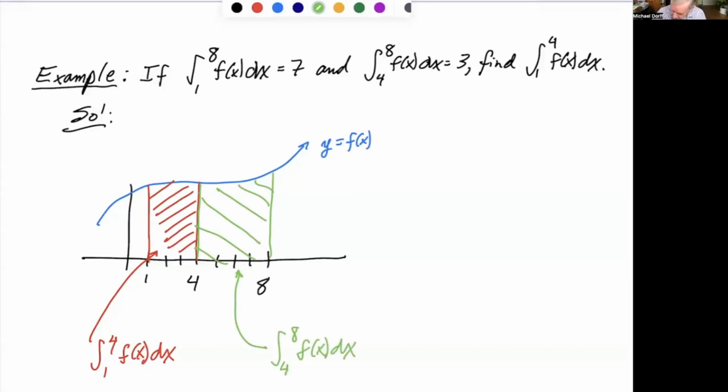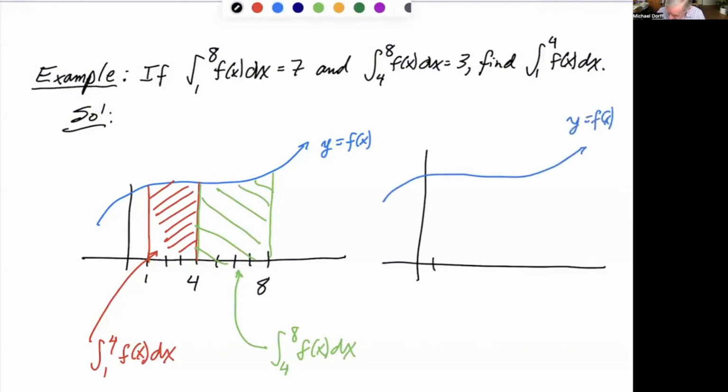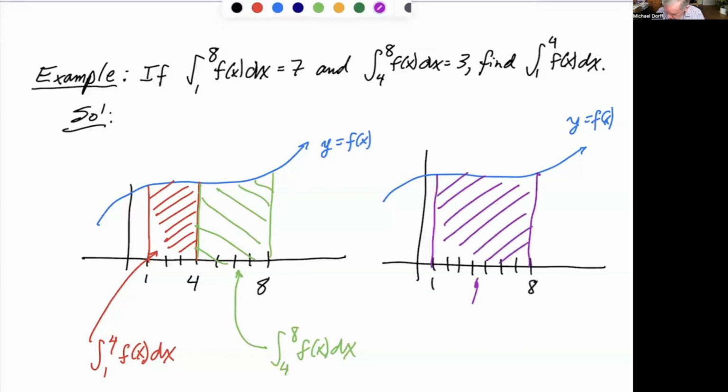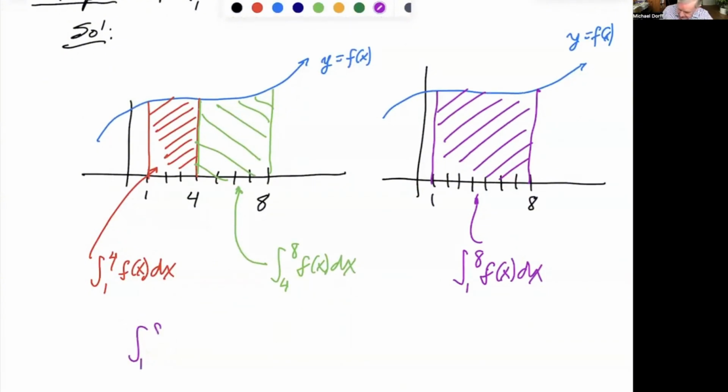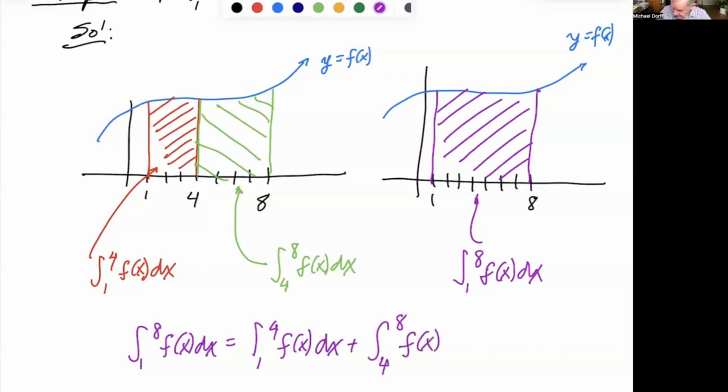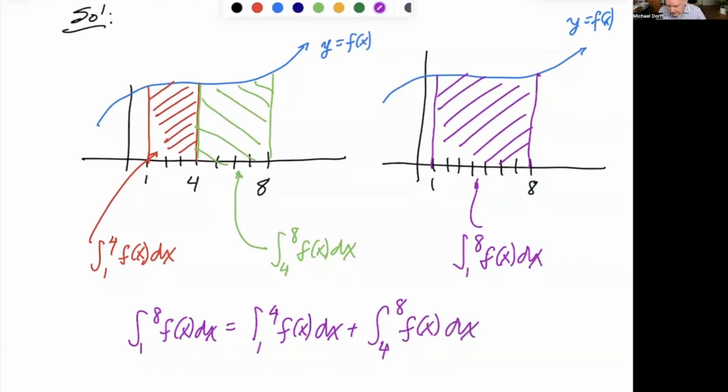And if I draw this over here, same y equals f of x, from 1, 2, 3, 4, 5, 6, 7, 8, 1 to 8, that area represents the integral 1 to 8 of f of x dx. You can see here that the red area plus the green area equals the purple area. So in other words, the integral from 1 to 8 of f of x dx equals the integral from 1 to 4 of f of x dx plus the integral from 4 to 8 of f of x dx. In fact, this is one of the properties that we mentioned earlier. I think this was property number 4.